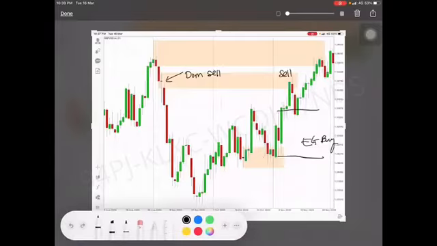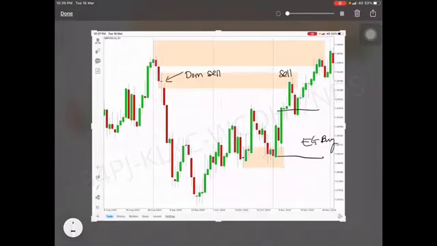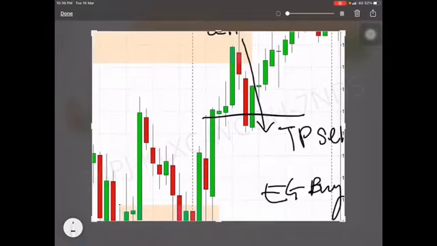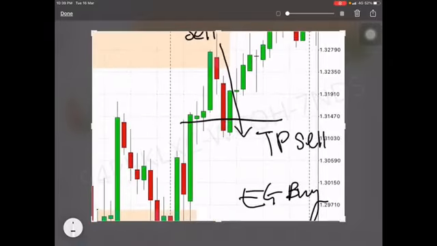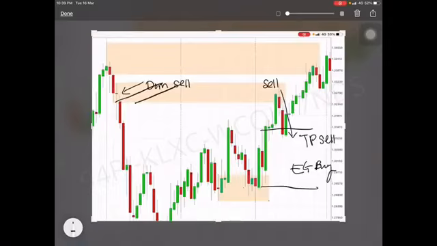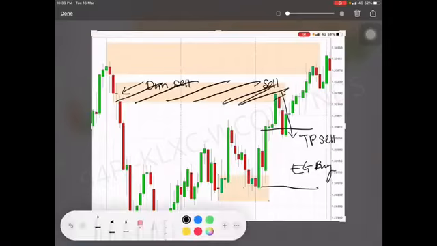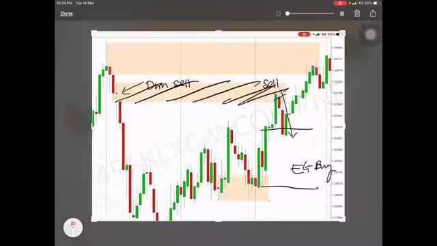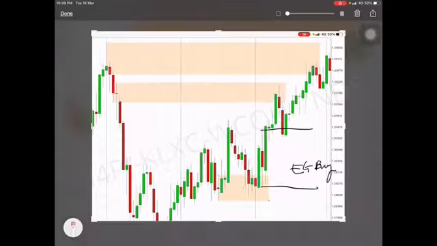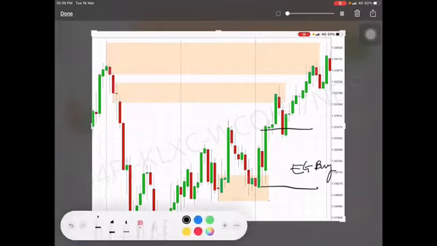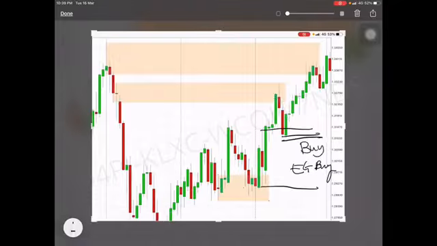Okay, so engulfing buy. So you know that when you entry for sell, this place is for buy. So this is your TP for sell. Okay? And then you know that this zone is clear. Okay, cleared. So on the engulfing buy, you enter it for buy right here. You buy on this area.